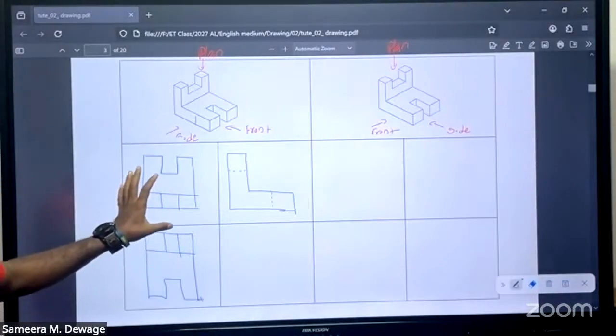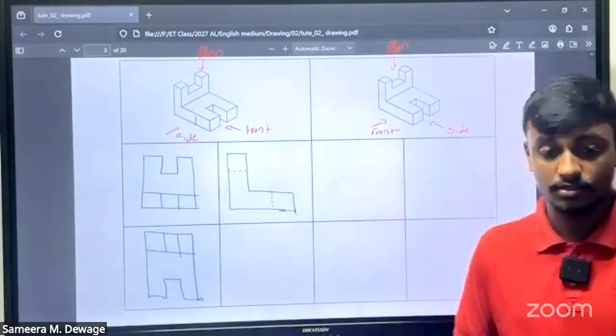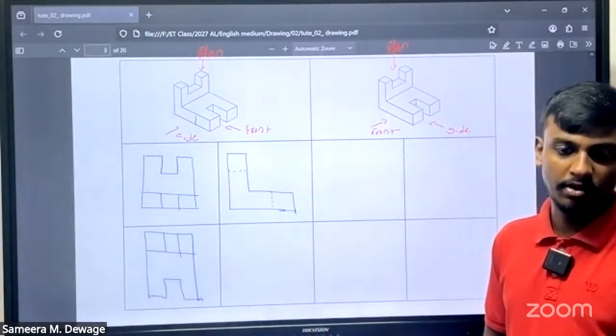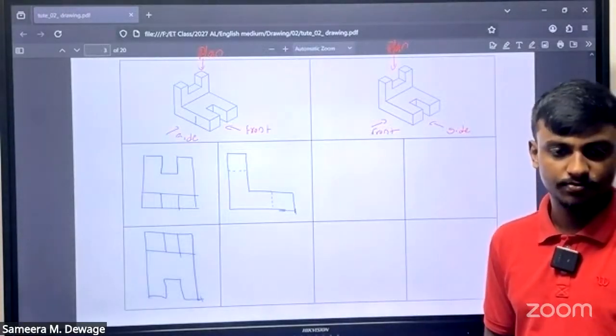Right, right. Check the answer. You all have got this kind of image. May I give the image a color? Yes.